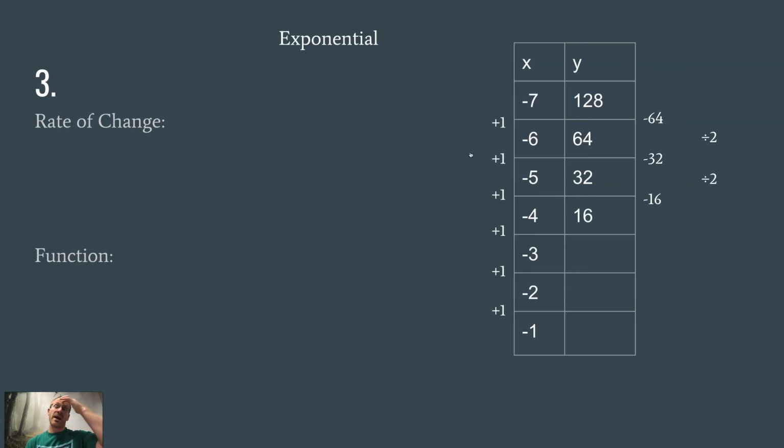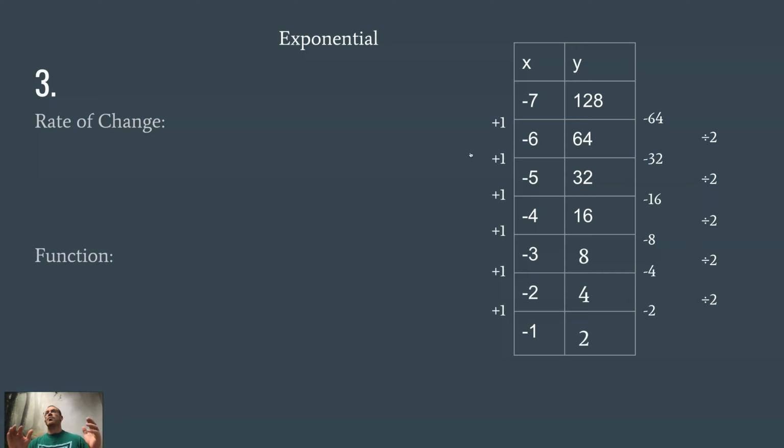So now to find my next rate of change, I have to divide negative 16 by 2, and that's negative 8. And then 16 minus 8 is 8. All right, to get my next rate of change, I need to divide negative 8 by 2. That's negative 4. 8 minus 4 is 4. All right, negative 4 divided by 2 is negative 2, and then 4 minus 2 is 2.